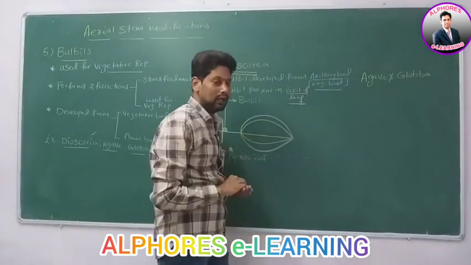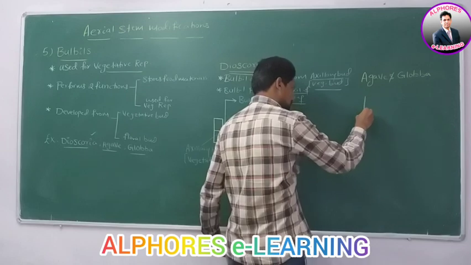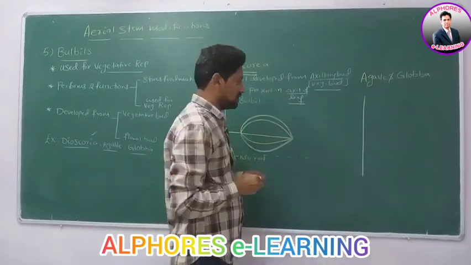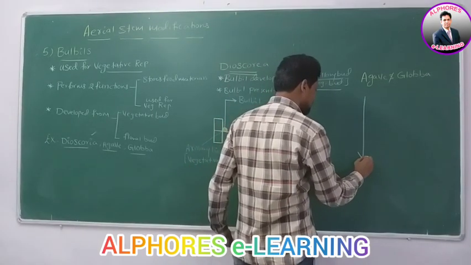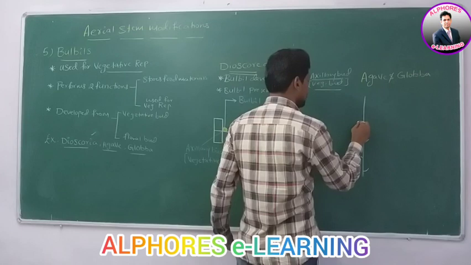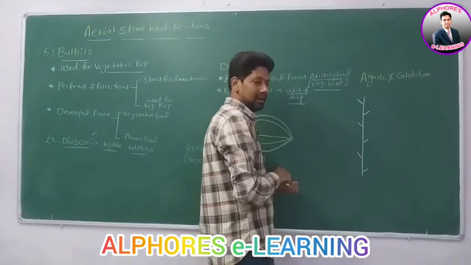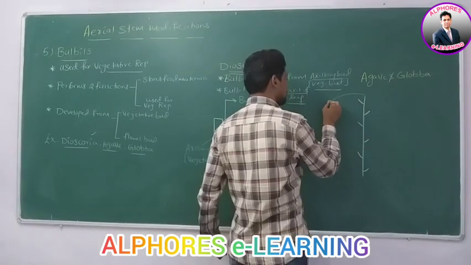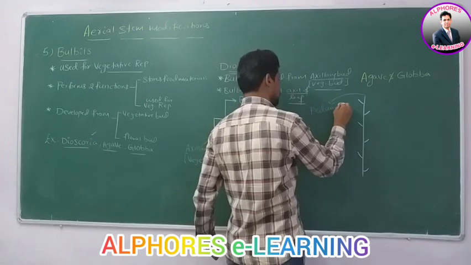Agave and globa, right? Sir, in agave and globa, this is the inflorescence axis. What is another name for inflorescence axis? Peduncle. Therefore, this blue line, what does it indicate, sir? It indicates the peduncle, the inflorescence axis.